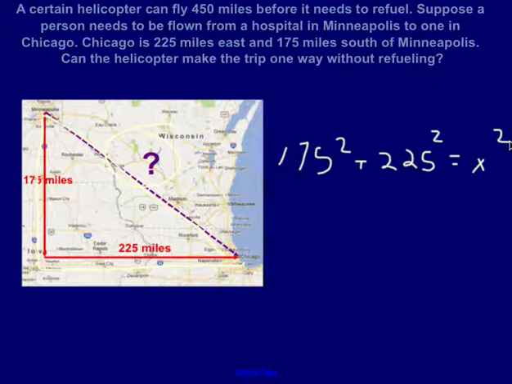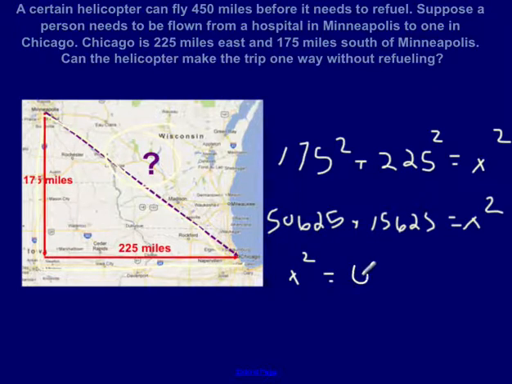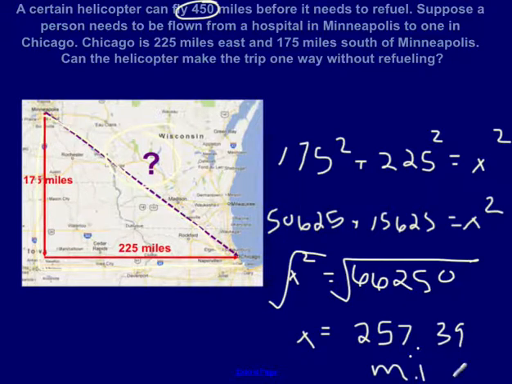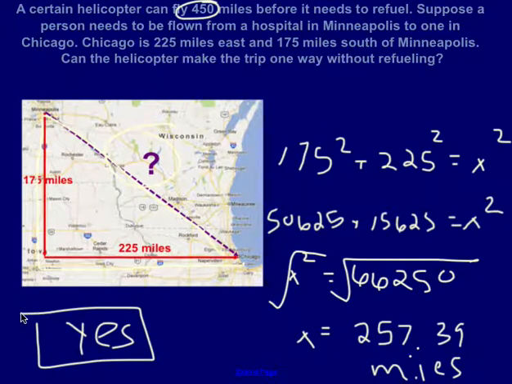175 squared is 50,625. 225 squared is 15,625. And that's going to be equal to x squared. So when you add those together, you end up getting x squared is equal to 66,250. So we want to figure out if the square root of this is less than 450. So when you take the square root, you end up getting 257.39 miles. Is that less than 450? Yeah, it is. So yes, the helicopter can make it all the way to Chicago.